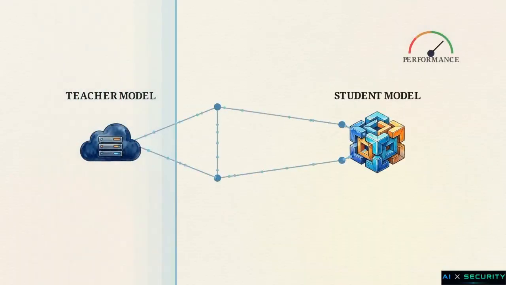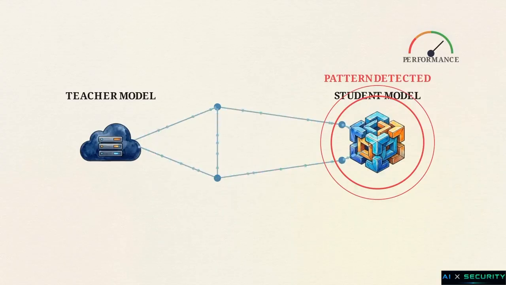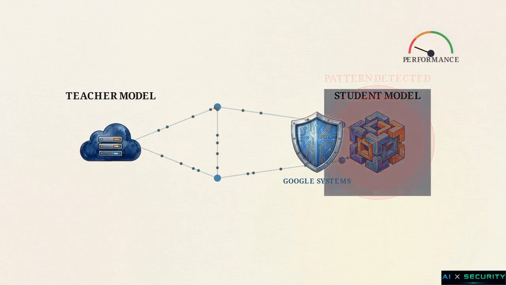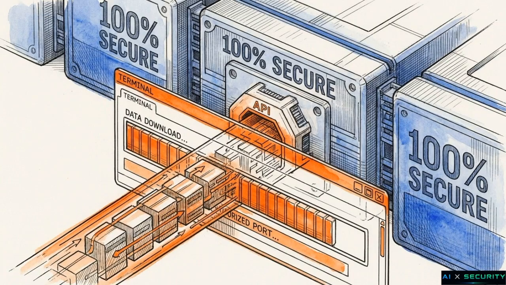In response, Google systems recognize the pattern in real time, degrading the student model's performance to protect those internal reasoning traces. Traditional perimeter defense offers zero protection when intellectual property theft happens openly through perfectly formatted, mathematically valid API requests.